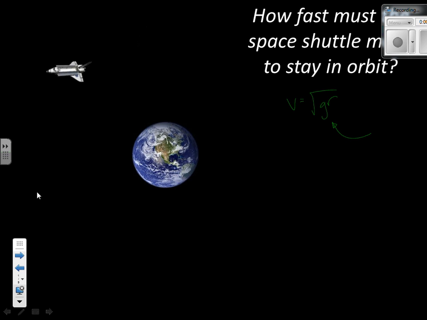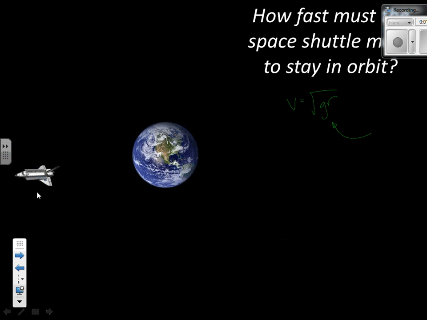How fast does the space shuttle have to move in order to stay in orbit? There was this thing called the space shuttle that looked like that. You know what the space shuttle is, but people in years to come will not have known what the space shuttle is. Maybe. I digress. The question is, how fast does the space shuttle go?